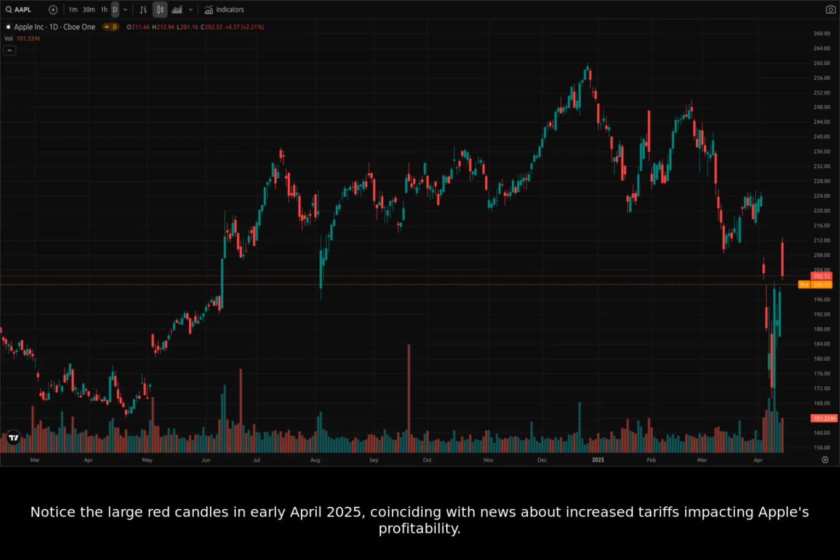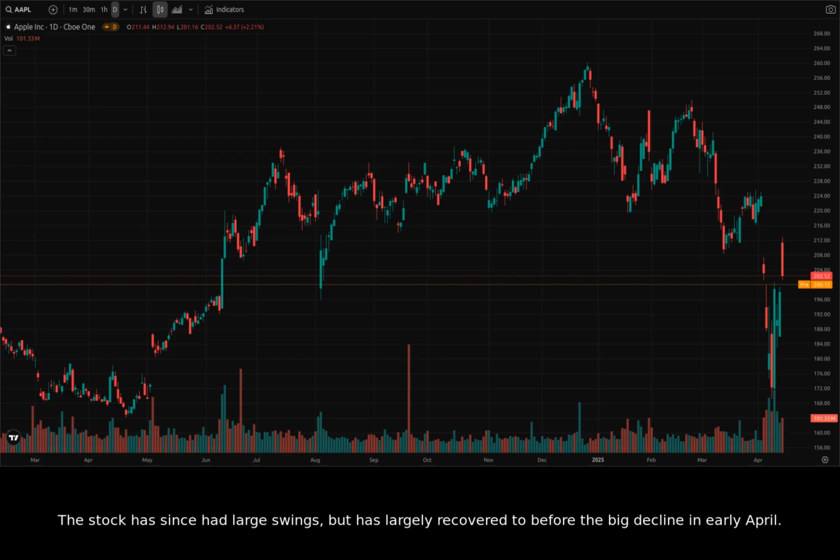Notice the large red candles in early April 2025, coinciding with news about increased tariffs impacting Apple's profitability. The daily candle on April 3, 2025, shows massive volume and a large drop, reflecting the initial shock of the tariff news. The stock has since had large swings, but has largely recovered to before the big decline in early April.